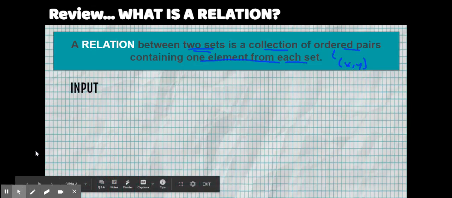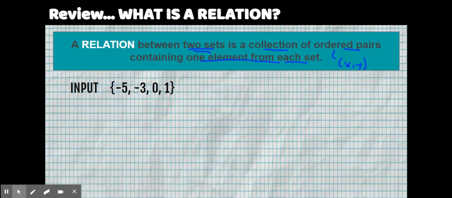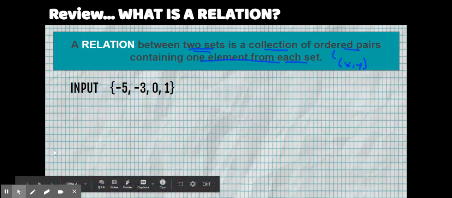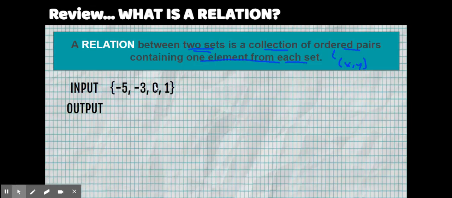Now remember, when we list our input values, we need to do it in braces. This gives us set notation, and we do it in numerical order. So here is just a set of 4 input values. For output values, remember there is a function machine where I'm putting these 4 values in. Something is happening inside that machine, and out comes the output values. Remember, the output values as well need to be in braces in numerical order.